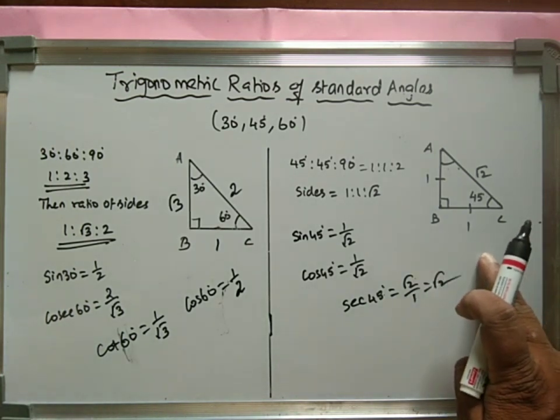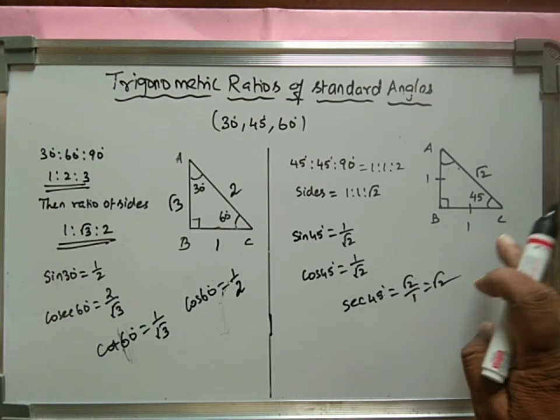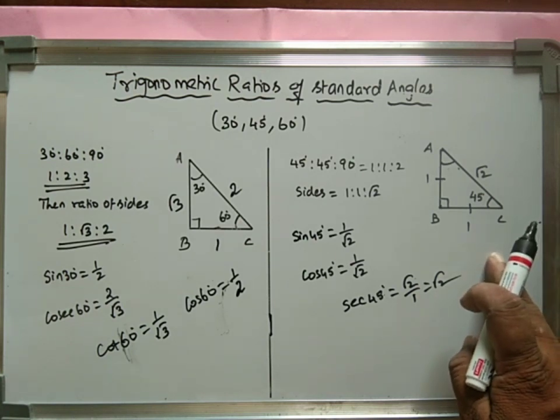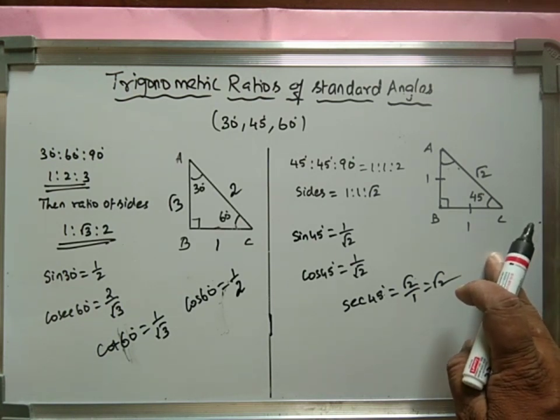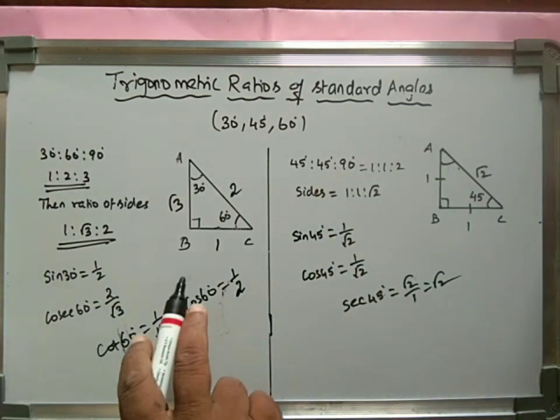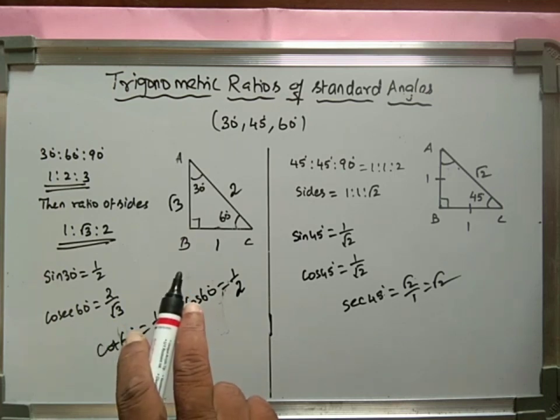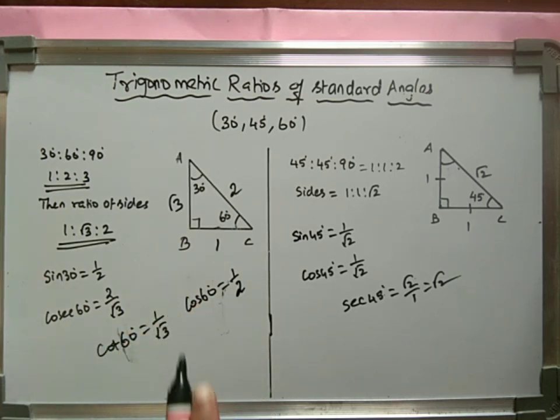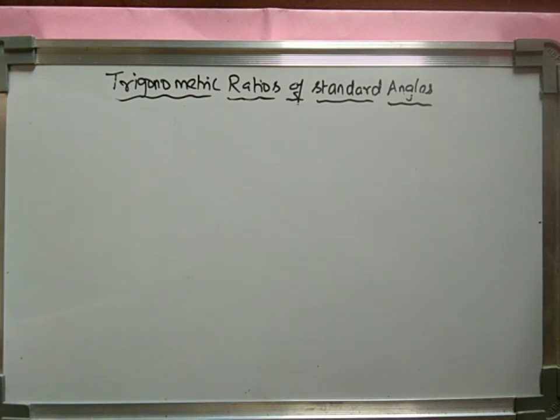So using this triangle, that is right angled isosceles triangle, we can find the values of the trigonometric ratios for 45 degrees, and using the other triangle we can find the values of trigonometric ratios of 30 degrees and 60 degrees. This is one of the methods. Now I am going to teach you the most simple method, that is the method that I use.